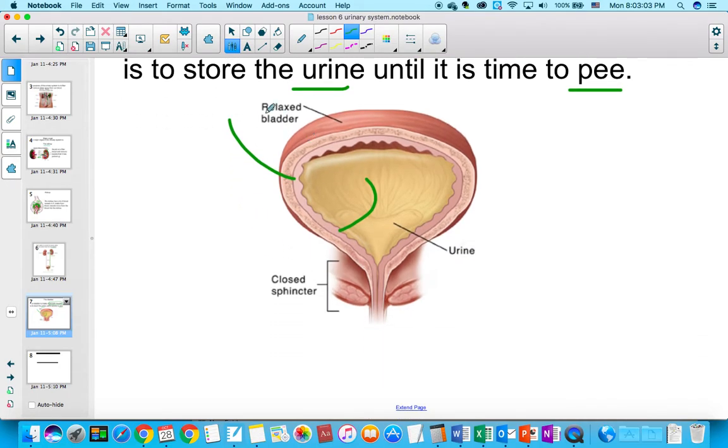And so when you are ready to pee, when you're at a urinal or at a toilet, the brain will then send a signal to the bladder to basically squeeze, right? To basically squeeze and push that pee right out, right? And it'll go through the urethra, which is basically a tunnel that pee exits from.